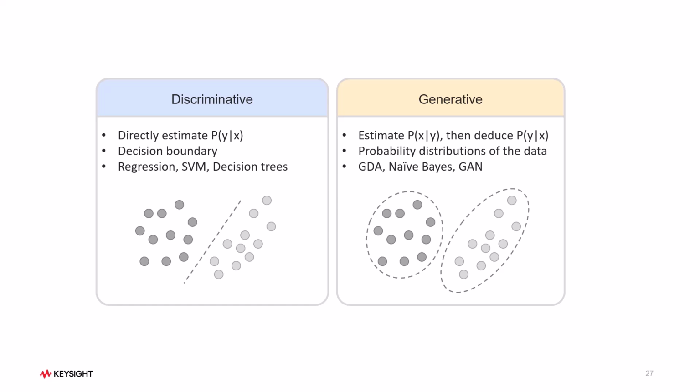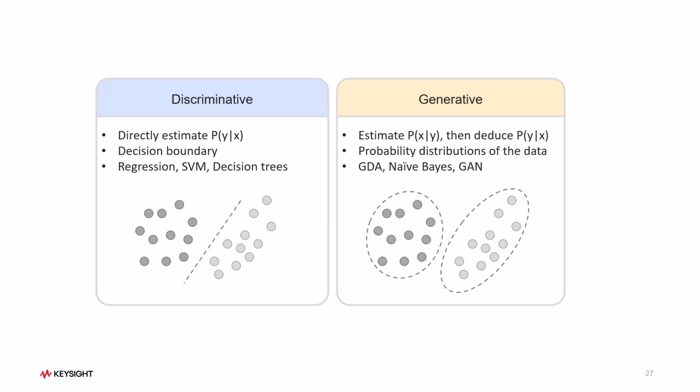Common algorithms for discriminative learning include logistic regression and support vector machines. Discriminative models are typically well suited for tasks like classification and regression, where the goal is to make predictions based on the input data.